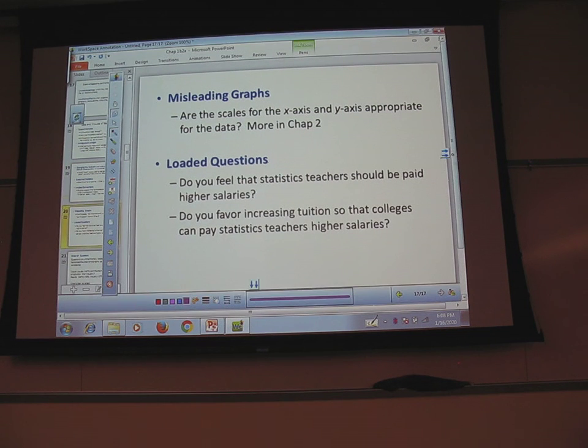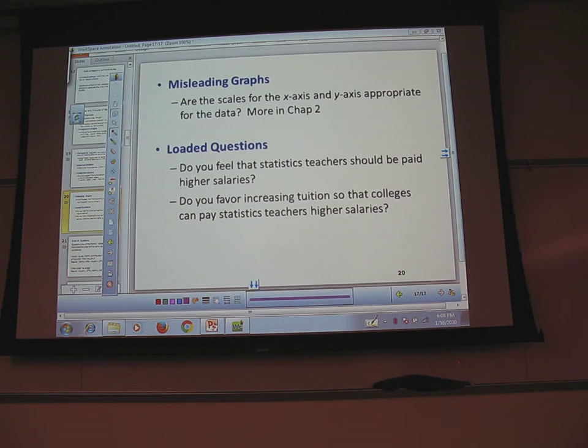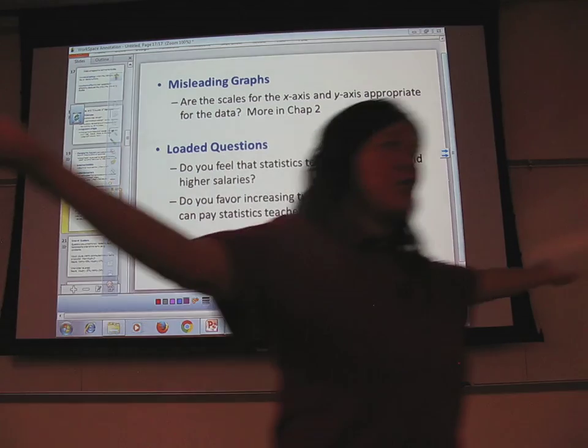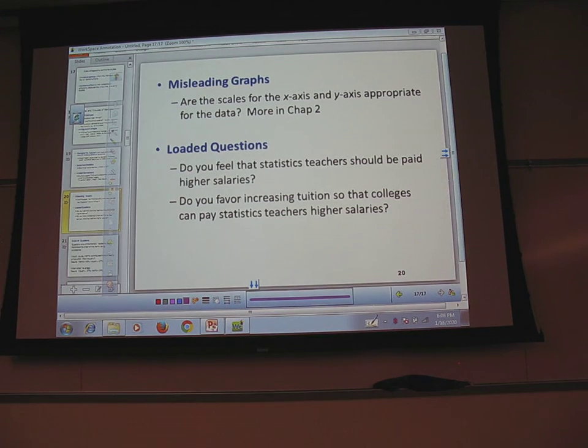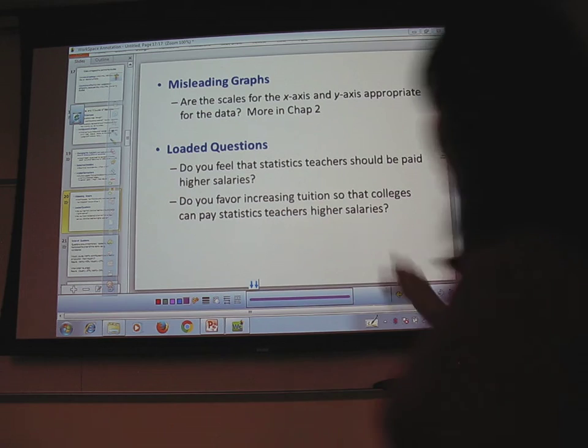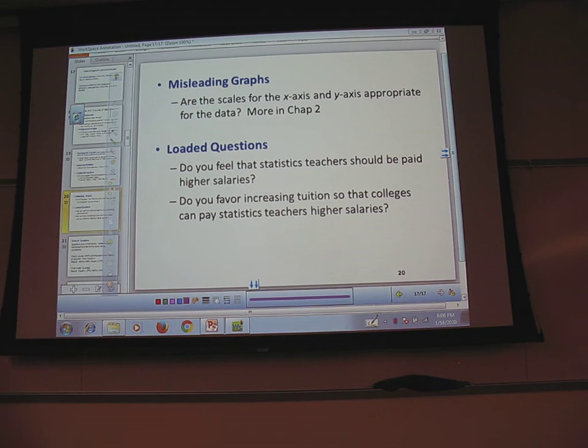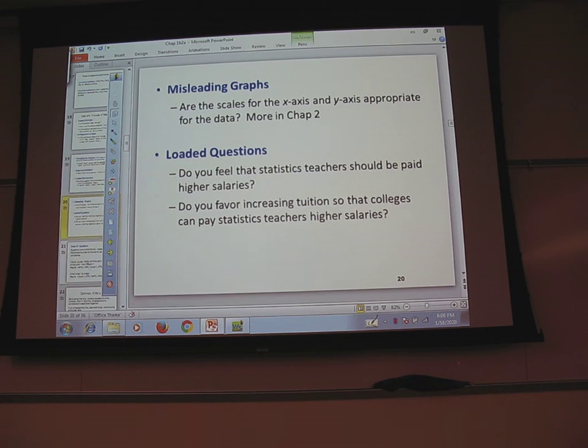Misleading graphs, we'll talk more about that next chapter. Or loaded questions. Do you guys feel that statistics teachers should be paid higher salaries? What do you guys think? We work hard, right? Yes. Would you support increasing students' tuition to pay statistics instructors more money? No. Right, so it depends on how you load the question, how you phrase it. So yes, definitely asking kind of the same thing, but with different phrasing or different connections.